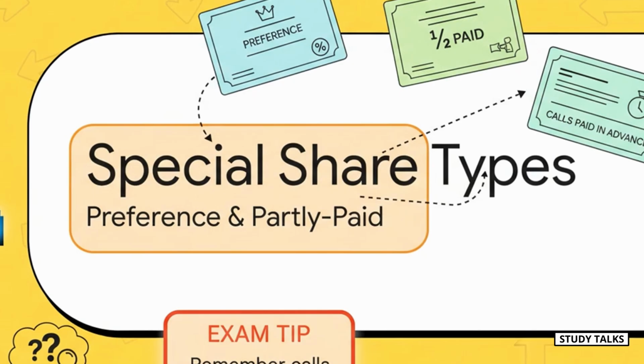So far, we've been talking about dividends pretty broadly, but what happens when you have different kinds of shares?